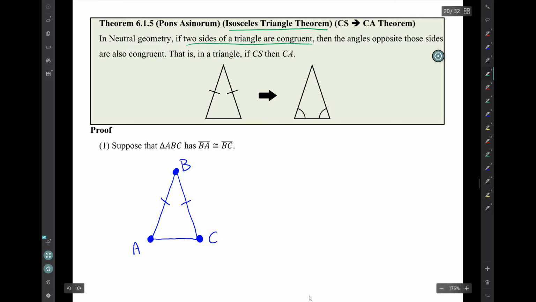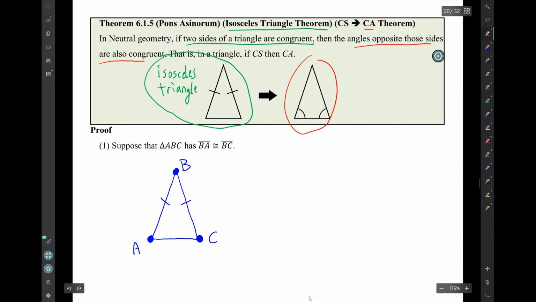Two sides of a triangle are congruent. That is, if you have an isosceles triangle, then the angles opposite the sides are also congruent. So notice that the isosceles triangle theorem cannot be used to prove that a triangle is isosceles. The isosceles triangle theorem is something that you use in a situation where you already know that a triangle is isosceles. It tells you that in that situation, the angles opposite those sides are congruent.